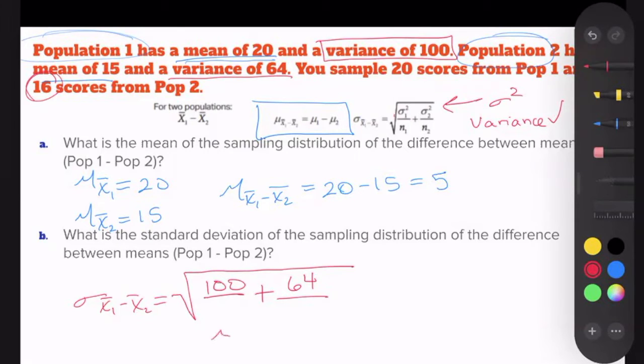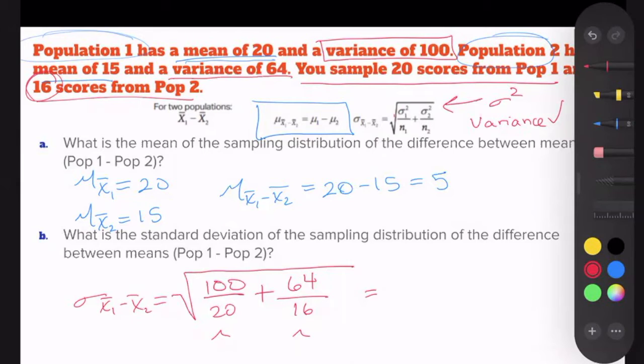Okay, I messed up here, you sampled 20 scores from population 1, so that should be 20, and 16 scores from population 2. My fault. Okay, and then you can just plug this straight into a calculator. Obviously, I can't just take the individual square roots here, and I can't add because they don't have a common denominator.